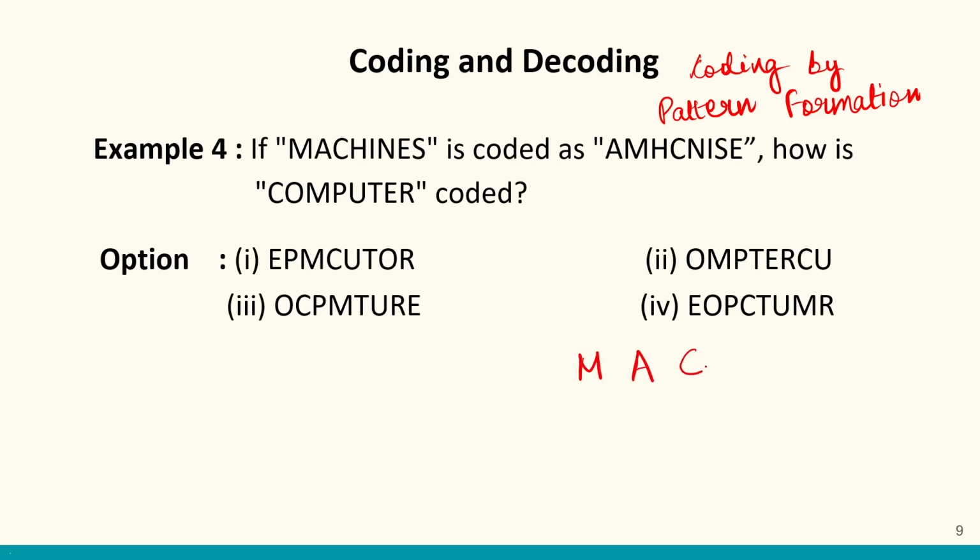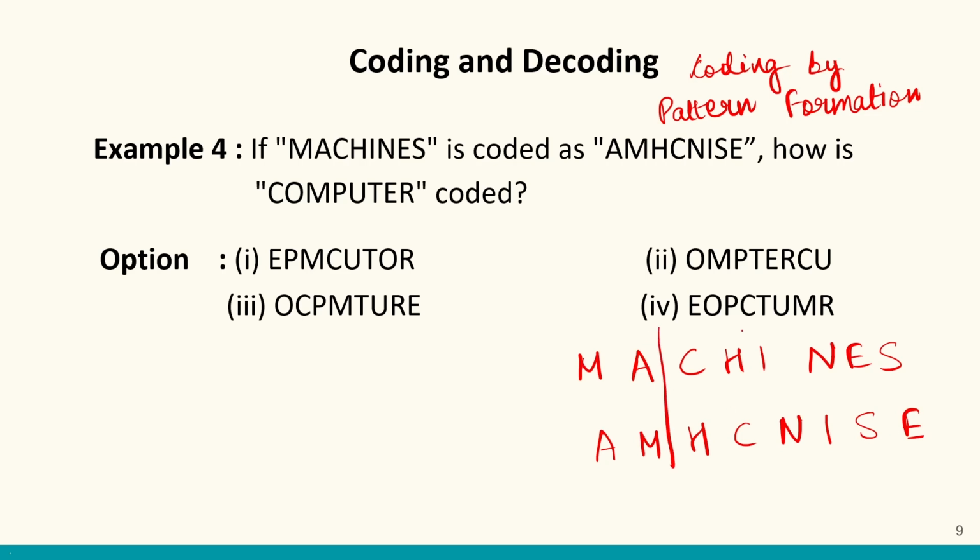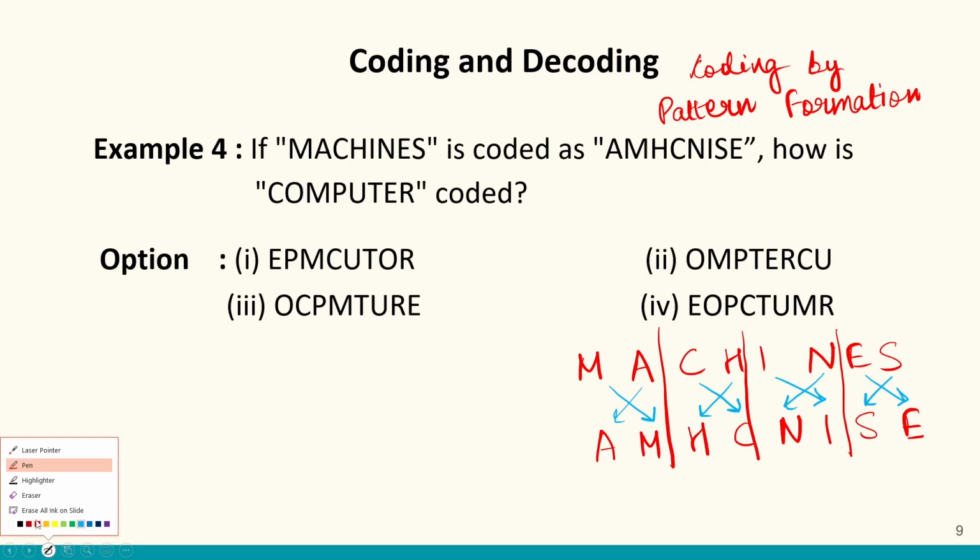So let me write it over here. Machines is coded as AMHCNISE. So if I break them from here, I can see that A is moved into this position, M is moved into this position. So this crisscross pattern is being followed, that each pair of alphabets is exchanged. The position is exchanged. So let us do the same thing for computer.